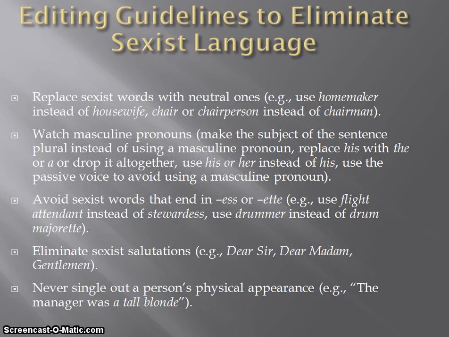Editing guidelines to eliminating sexist language. Replace sexist words with neutral ones. Use homemaker instead of housewife, chair or chairperson instead of chairman. Watch masculine pronouns. Make the subject of the sentence plural instead of using a masculine pronoun. Replace his with the or a or drop it altogether. Use his or her instead of his. Use the passive voice to avoid using a masculine pronoun.